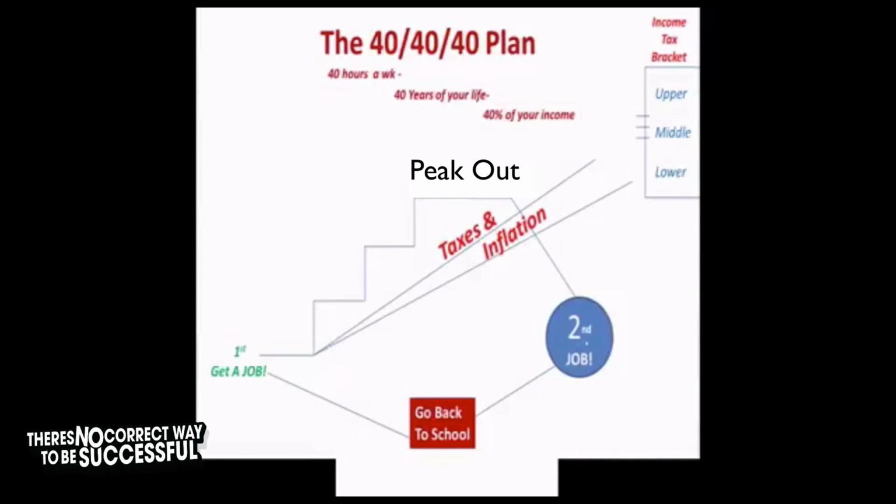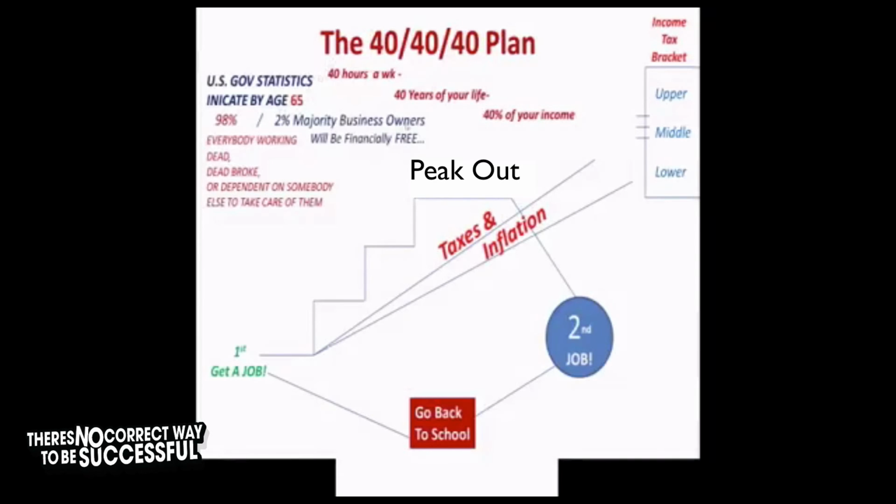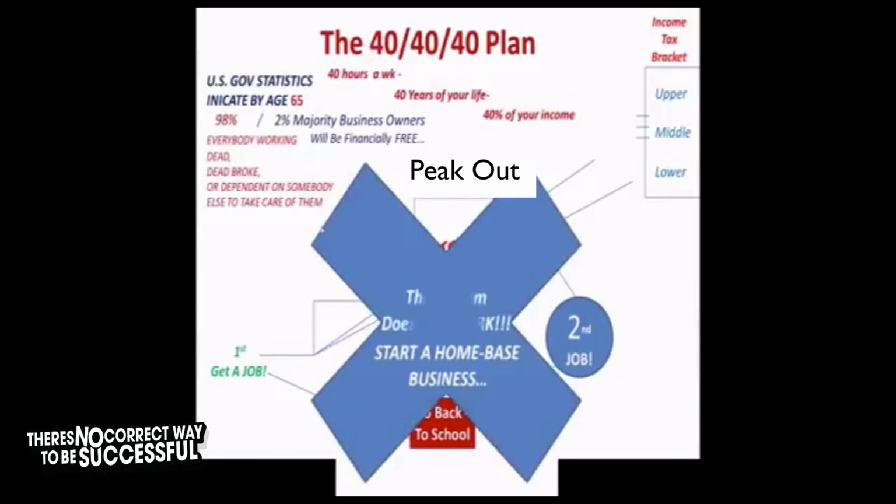So bottom line here, folks, let me show you something. This plus this plus this equals this. Why? Because U.S. government statistics indicate that by age 65, 98% of everybody working a job will be dead, dead broke, or dependent on somebody else to take care of them. Only 2%, mostly business owners, will be financially free. So which one will you be? Bottom line, folks, this system does not work. Start a home-based business. It's the greatest tax strategy today, bar none. So you don't have to like it, but it is what it is.